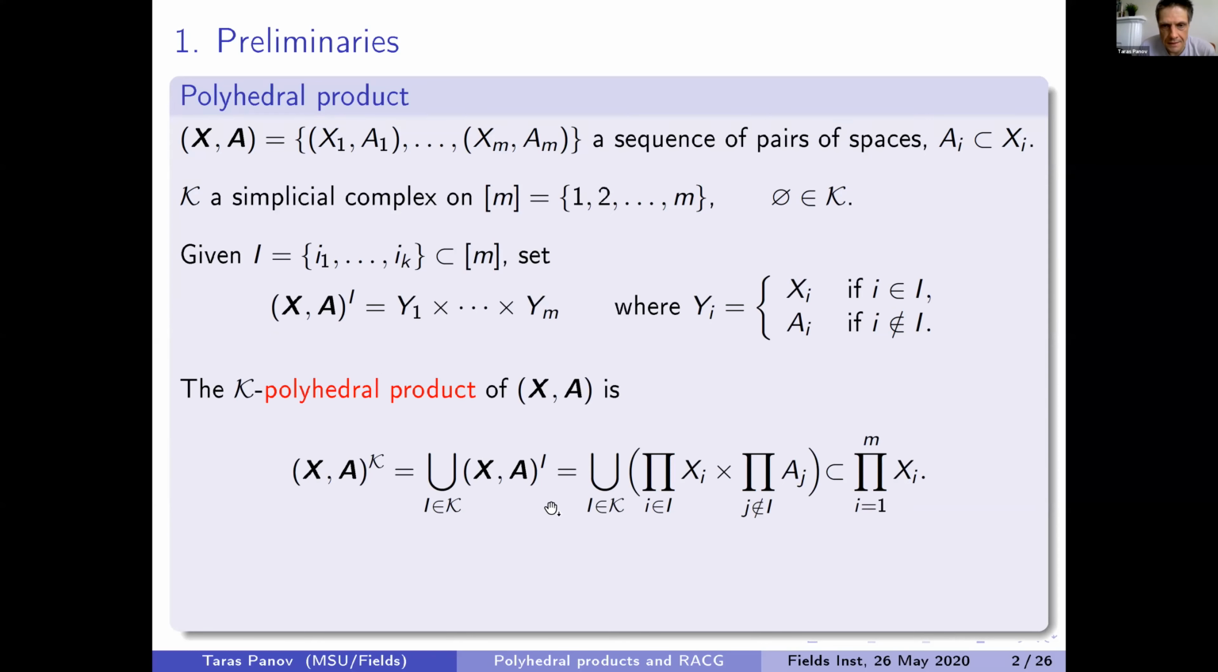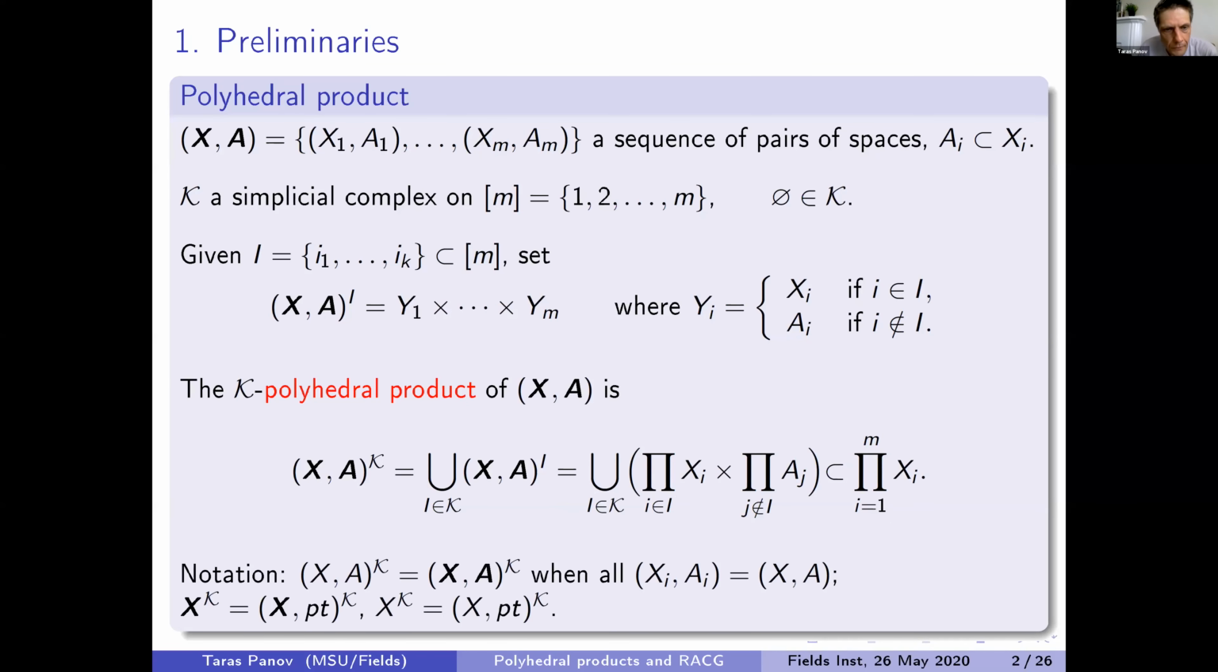So it's like this union of those products, and it sits inside the big product of all X's. And we use a shortened notation: when all the pairs are the same, we just use plain letters instead of boldface. And when the smaller space is a point, we just use the notation X to the power K. It seems to be very convenient for myself. It's like a polyhedral power of a space or of a sequence of spaces.